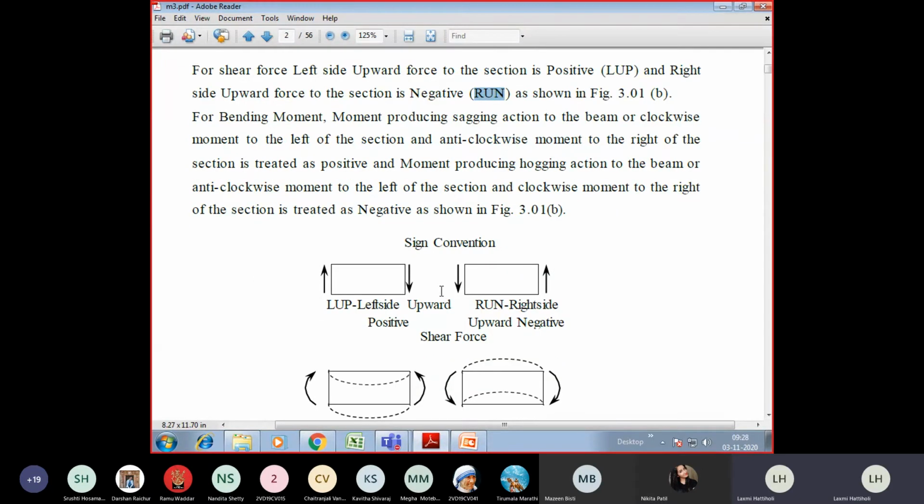Now, suppose, let me show this. Is this figure visible to you? Please observe my cursor carefully. Is this figure visible to you? Now, let's imagine that I have taken a cut section and these are the two beams. Okay, I have taken a cut section. These are the two beams, left portion beam and right portion beam. Let's say that these are the two beams. Okay, and let's say that these are the reactions, or these are the unbalanced force that has been generated.